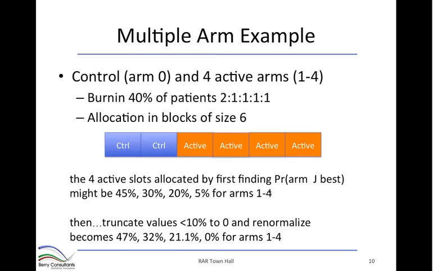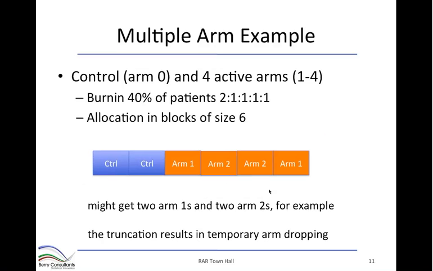So you can see that becomes 47, 32, and 21%, and then 0, I've gotten rid of arm 4. So those probabilities at the bottom, I essentially just make a random draw, and I fill in those 4 active slots. So what can happen is maybe I generate arm 1, arm 2, arm 2, arm 1. I had eliminated arm 4, at least temporarily, and here arm 3 didn't happen to generate anyone. Over the course of the study and repeated blocks, I should see arm 1, arm 2, arm 3 in about the right proportions.